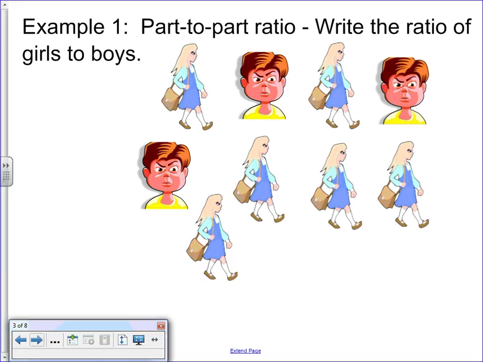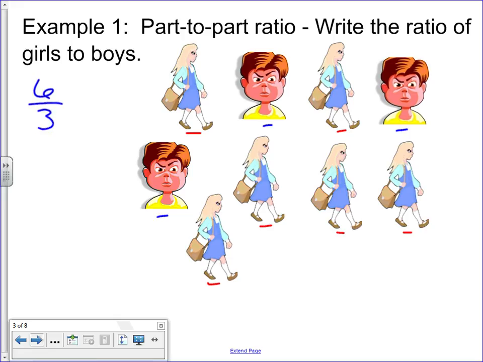So again, first thing we've got to do is count up the number of girls. And I see 1, 2, 3, 4, 5, 6 girls. And then I also need to count up the total of boys. So I see 1, 2, 3. So if there's 6 girls and 3 boys, I need to write my ratio. And let's do it 3 different ways. Let's first write it as a fraction. The first thing we would do is say girls to boys. There were 6 girls. There are 3 boys.